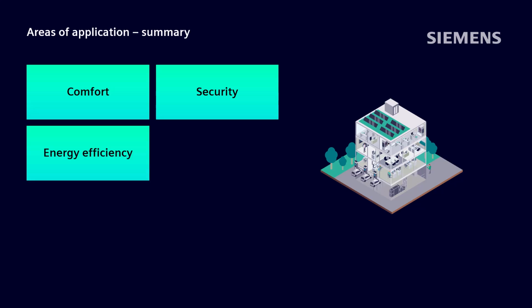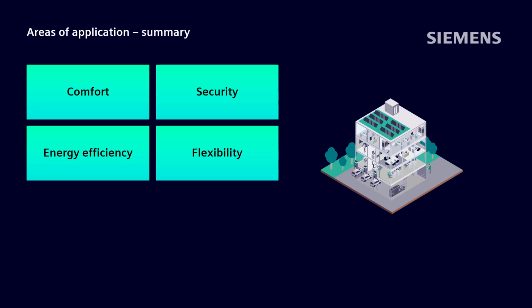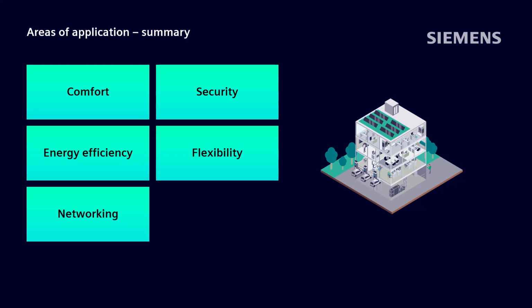Energy efficiency, optimized use of resources through intelligent control. Flexibility, scalable and future-proof for residential and commercial properties. Networking, seamless communication between sensors and actuators via the KNX bus, IoT, and other systems.